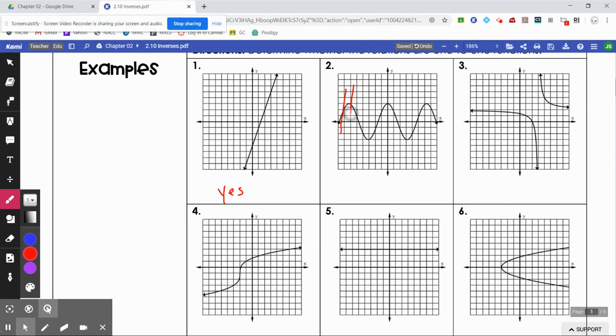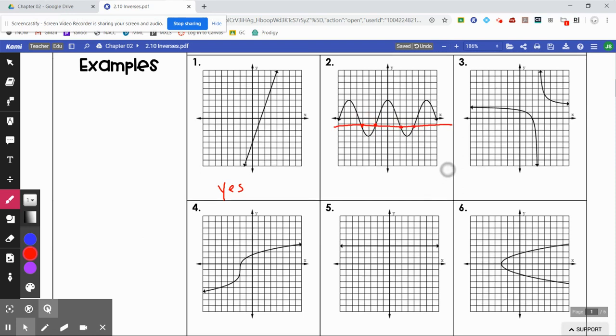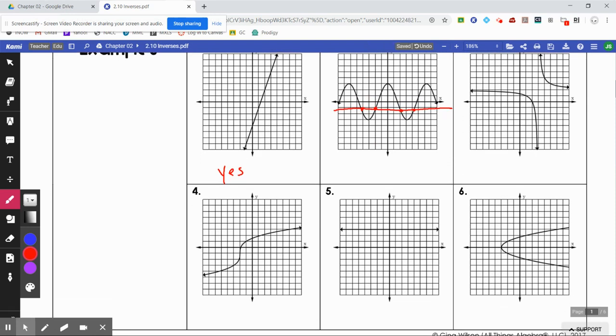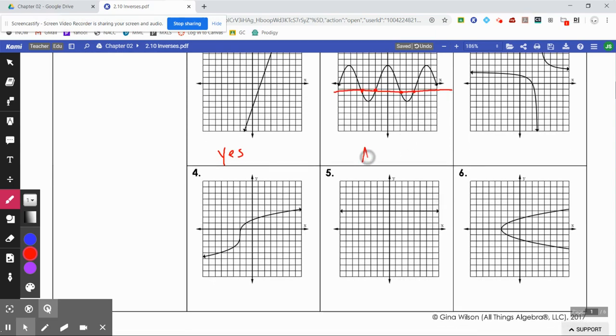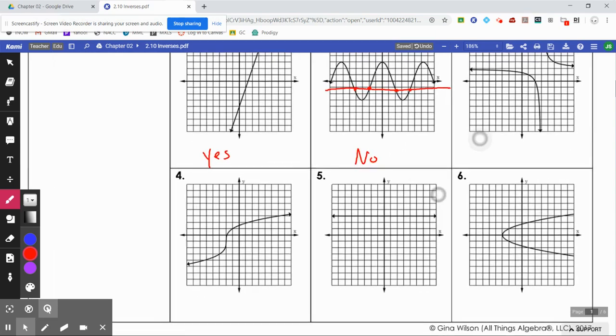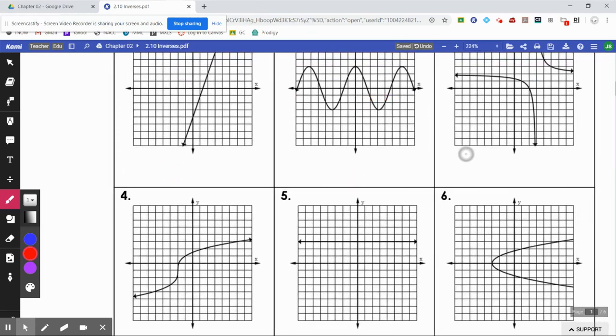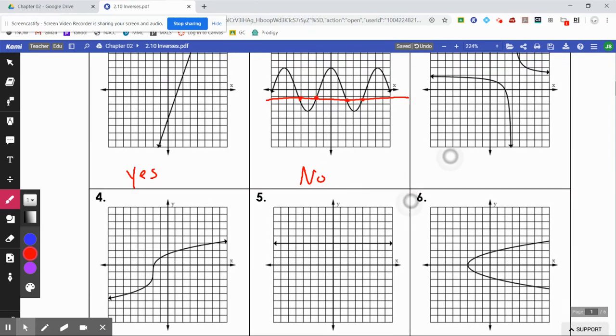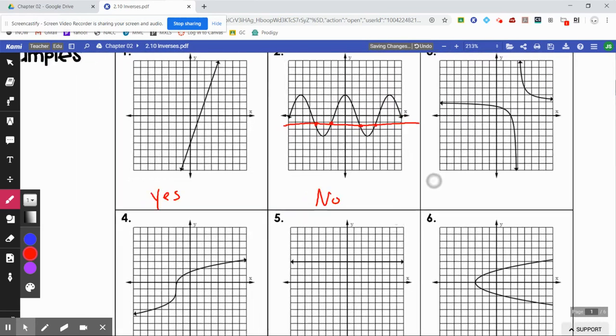Number 2, let's test to see if it's a function. Vertical line test, it passes everywhere. That means there's no points above points. However, if we draw a horizontal line, the inverse would not be a function. So therefore, no, this would not be a one-to-one function. The original relation was a function, but the inverse relation was not a function.